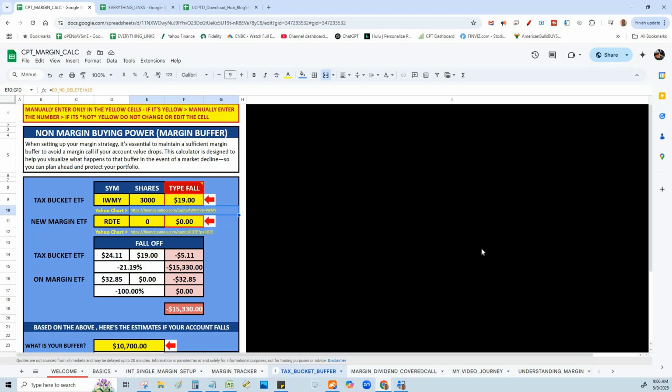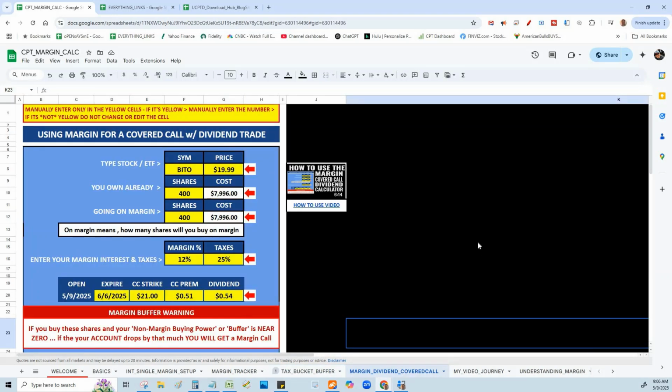Now look, I also added the margin dividend covered call tab because my daughter asked me about BITO. She owns 400 shares of BITO and she wanted to go on margin. So I said, look, let's create a calculator so we keep the numbers in front of us. I even created a video for it.